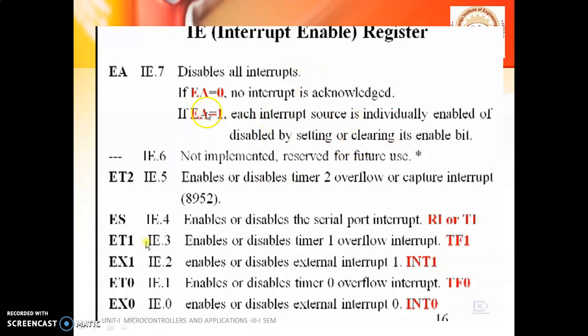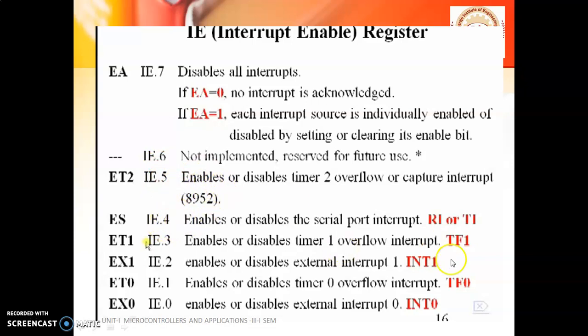It means if this bit is 1, then only all the 5 interrupts are enabled. If this particular bit is 0, it means all the interrupts will be disabled. Disabled means no interrupt will be acknowledged by the microcontroller. These bits are not used in the 8051; they are used in other controllers.